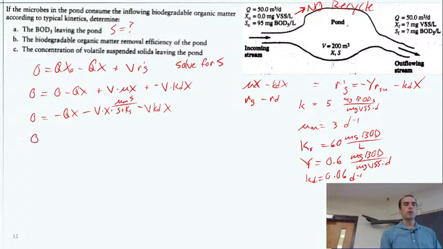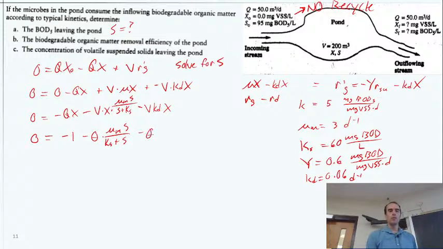as we go from here, we can divide everything by q and everything by x and simplify quite a bit, right? So if we divided everything by qx, this gives us minus 1 there, and minus v over q is theta times, we got rid of the x, so this is mu max s over ks plus s, minus, again, we've got a theta here, kd.